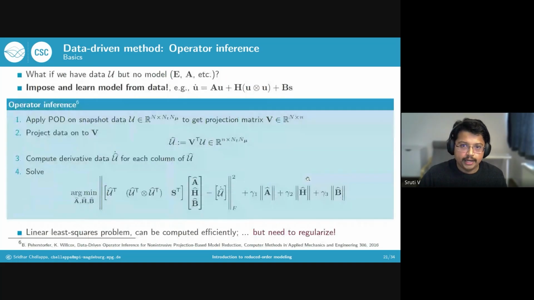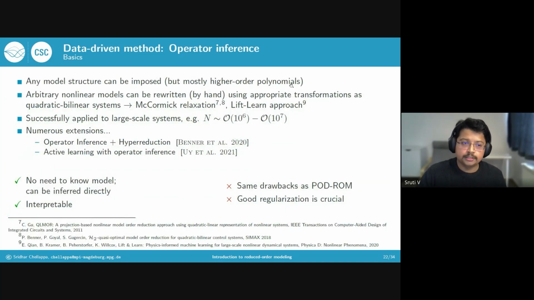I just showed a quadratic model here, but people have also looked at higher order polynomials. There are also techniques to look at more general nonlinear systems by considering what are called McCormick relaxation or lifting, where you come up with embeddings to make the system quadratic. I guess a couple of talks back in this seminar series, we also saw a talk that is related to quadratic embeddings. And operator inference has been combined with hyperreduction and also active learning in the literature to make it more efficient.